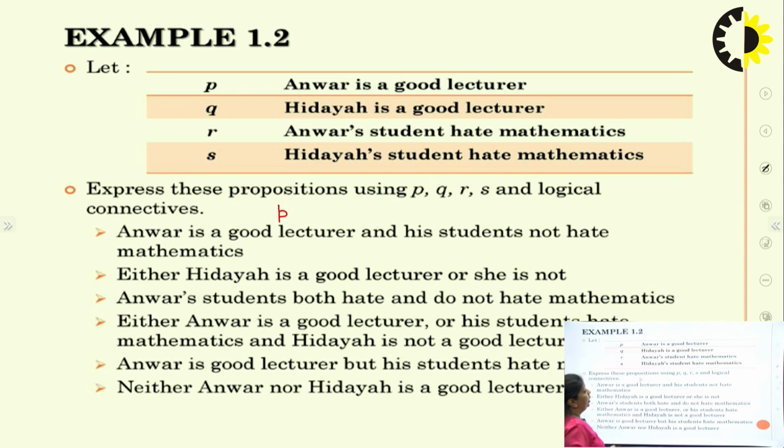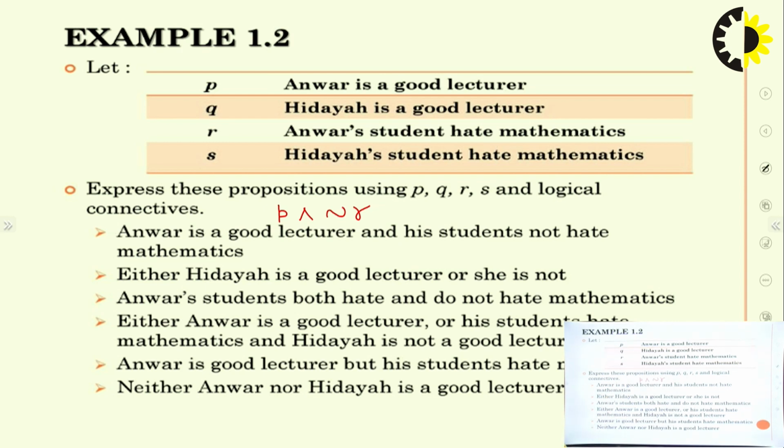Small p. His students do not hate mathematics. Now, we are talking about Anwar. So, Anwar's students hate mathematics, this is R. To make it not hate, I have to negate R. Then, we are saying that Anwar is a good lecturer, okay, P, and that means we have to join these using which connector? Conjunction. So, this is the output. Now, this basically means P, Anwar is a good lecturer, and not R. Whatever was the value of R, we have negated it and then we have joined it using a conjunction because there was an AND in between.